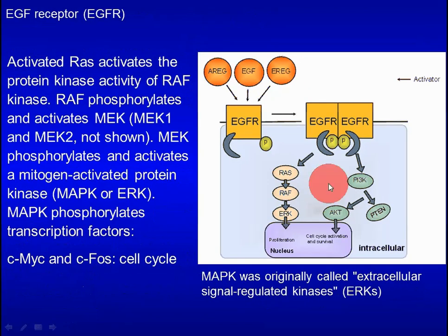Activated RAS activates the RAF kinase. RAF phosphorylates and activates MEK kinase. MEK then phosphorylates and activates MAP kinase, or MAPK, or ERK. MAP kinase finally phosphorylates and activates transcription factors, including c-MYC and c-FOS. They control cell cycle.